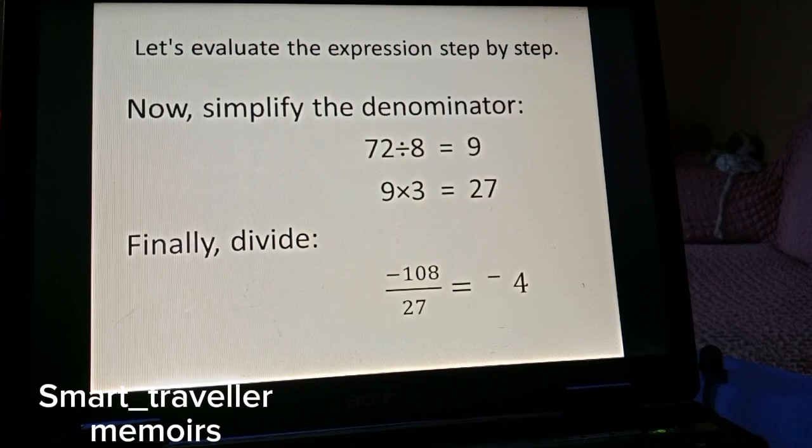Now simplify the denominator. 72 divided by 8 is 9, equals 9. 9 times 3 equals 27. Finally, divide. Negative 108 divided by 27 gives you negative 4. Quite easily done.